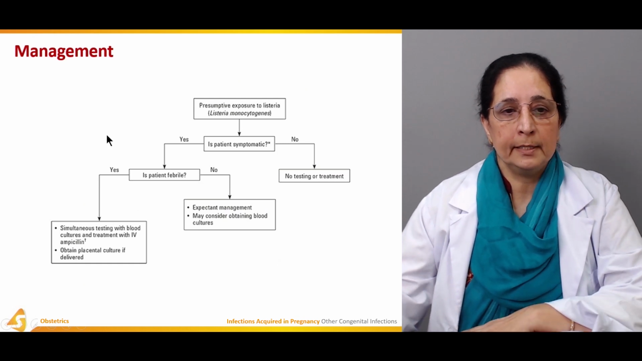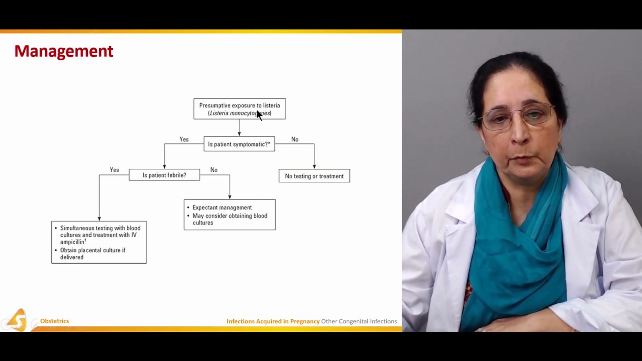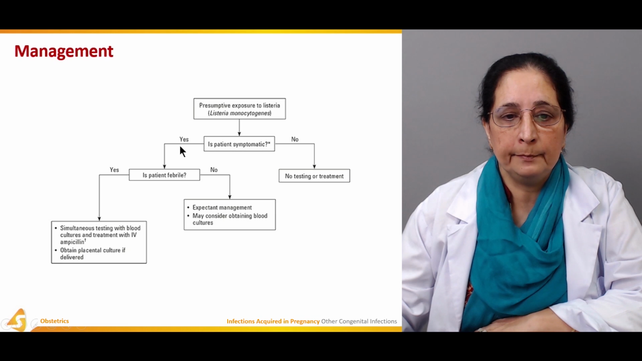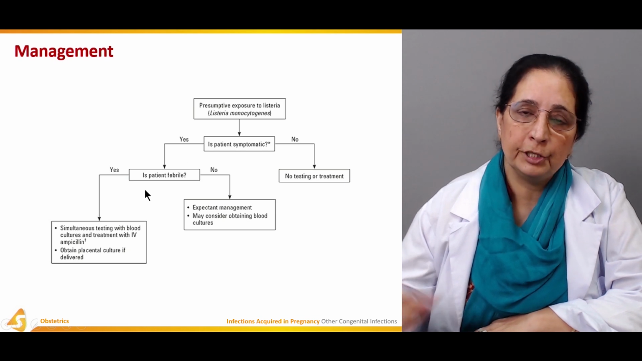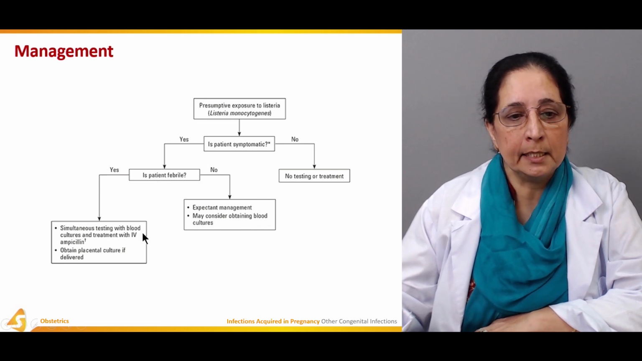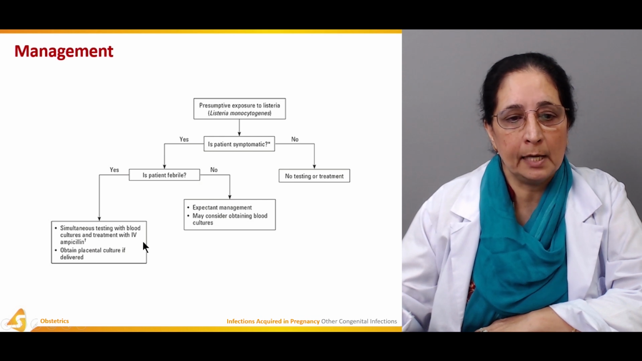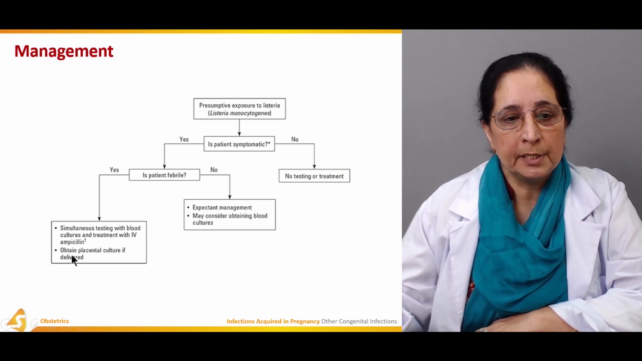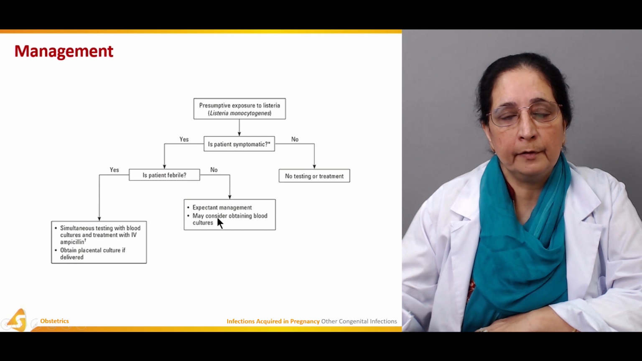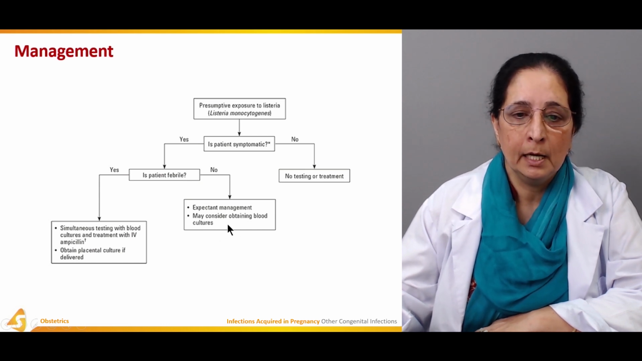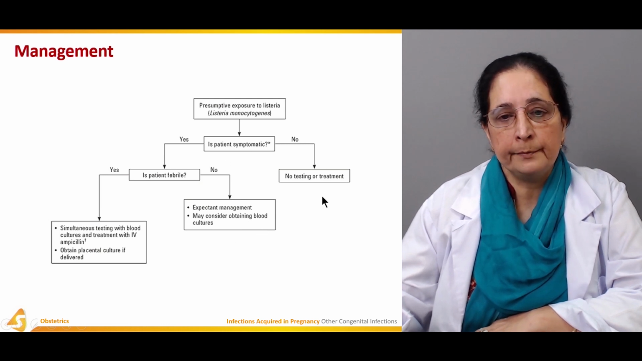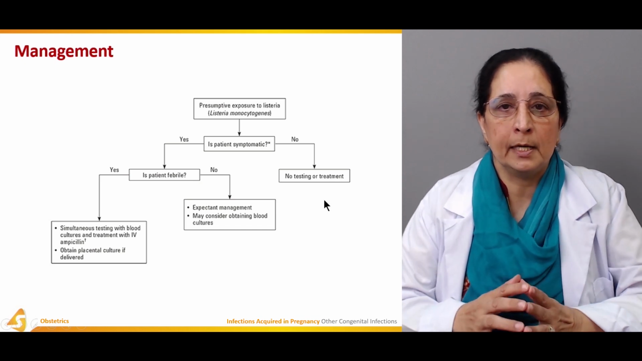The management of listeria starts with presumptive exposure to listeria. Is the patient symptomatic? If the patient is symptomatic, then check if the patient has fever or not. If the patient has fever, then do simultaneous testing with blood culture and treatment with IV ampicillin, and obtain placental culture if delivered. And then if there is no fever, we should do expectant management and consider obtaining blood culture. And if the patient is not symptomatic, no testing or treatment is done.